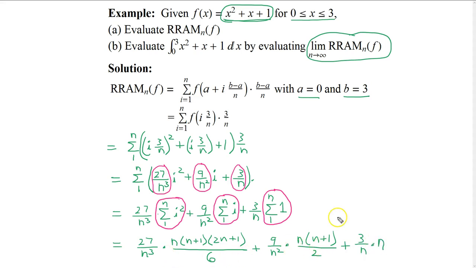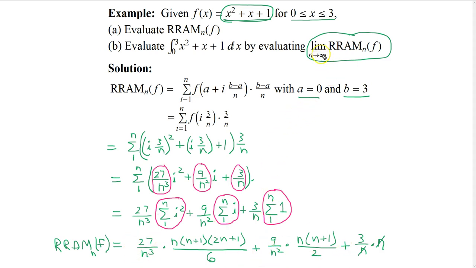And so here we go. Now this is our RRAM. So this is what we wanted to find. We can do a little simplification with this. Notice we can cancel these n's here, so we just have a 3 out here. And so this is our answer.